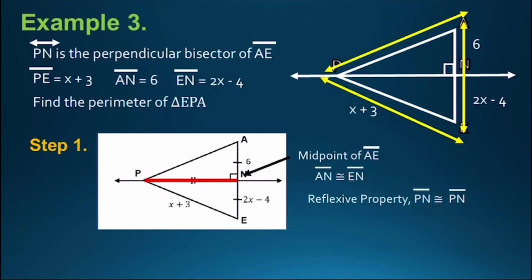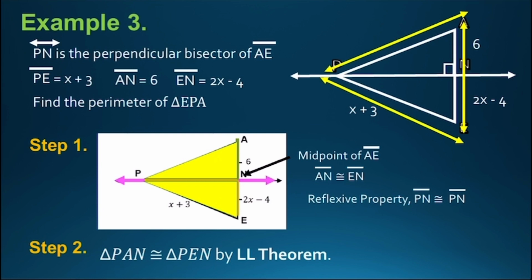Take note that line PN is perpendicular to line segment AE. Then, the angles formed, angle ANP and angle ENP, are both right angles. Thus, triangle PAN and triangle PEN are right triangles. And for our step 2, looking at the markings, we can say the triangle PAN is congruent to triangle PEN by LL theorem or leg and leg theorem.